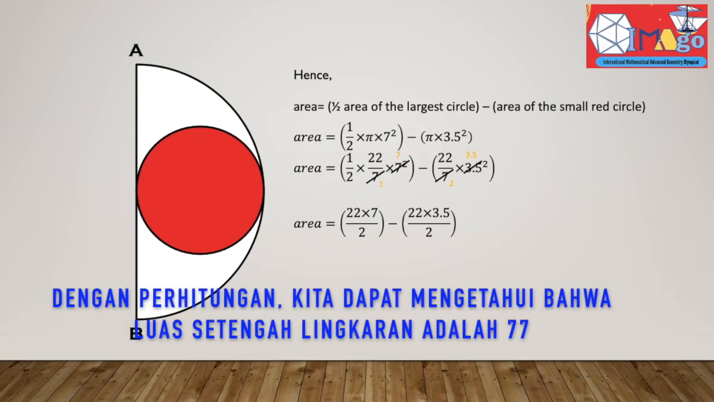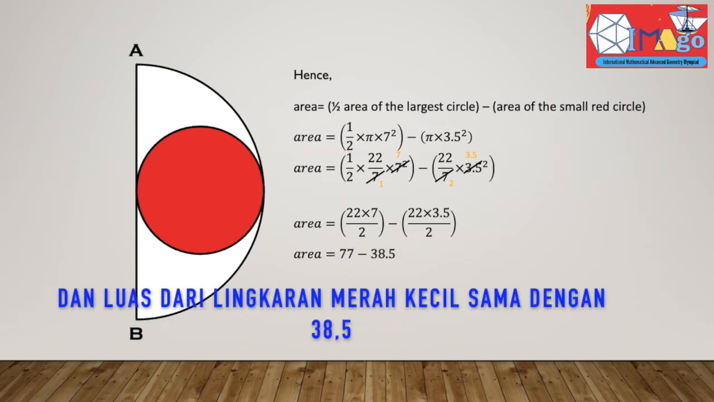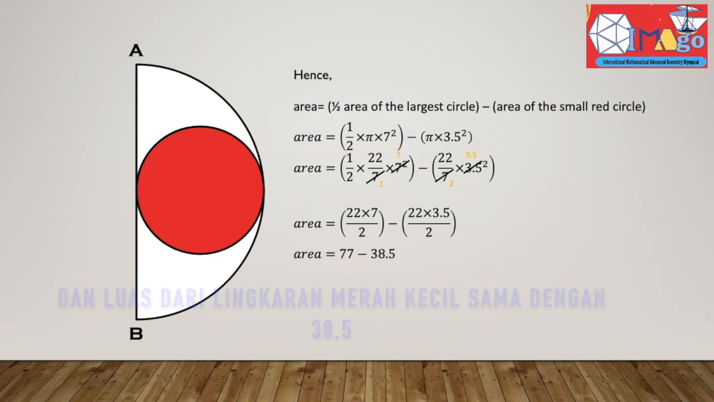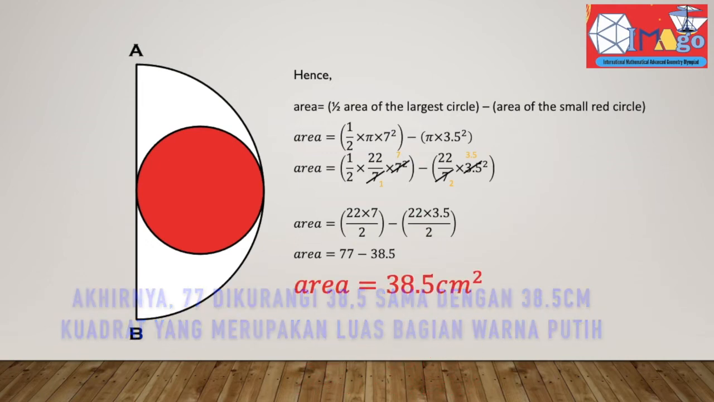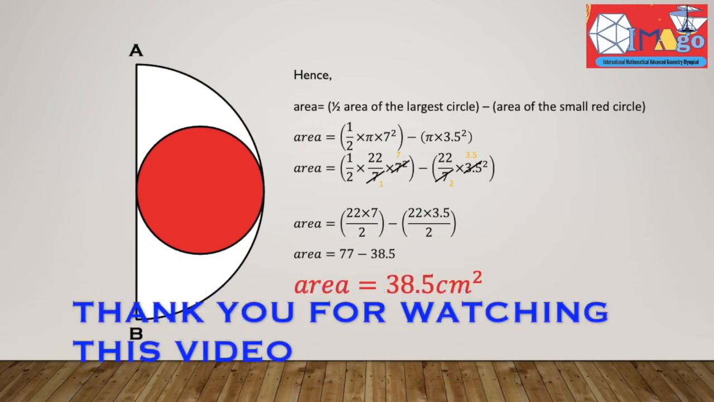By calculation, we found that the area of the semicircle is 77 and the area of the small red circle is 38.5. Finally, 77 minus 38.5 is equal to 38.5 cm squared. Thank you for watching this video.